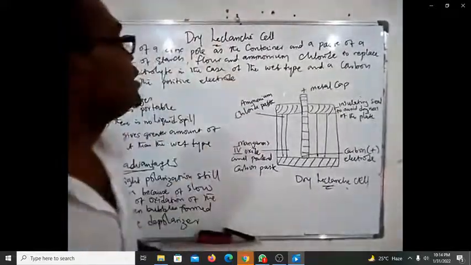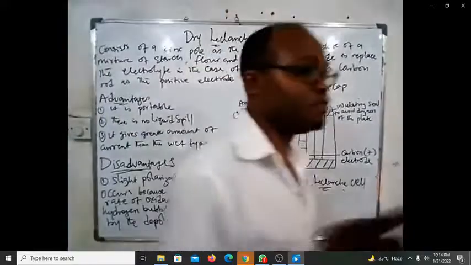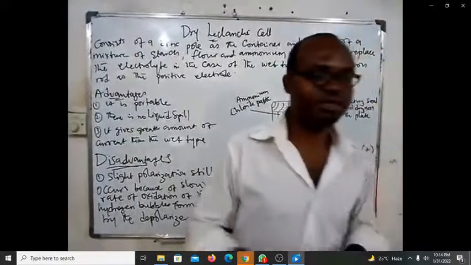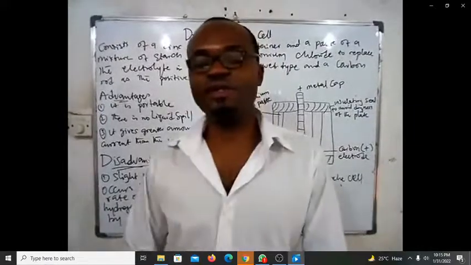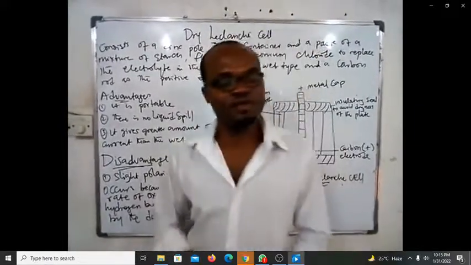So this is a dry Leclanche cell. It is portable. You can easily move it around, and there is no liquid spill as you're carrying it around. So those are the two advantages that it has over the wet type. Is that clear? So thank you.